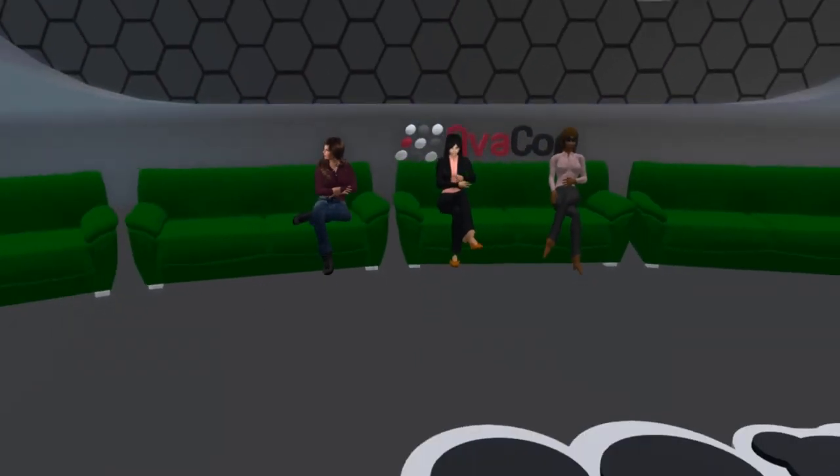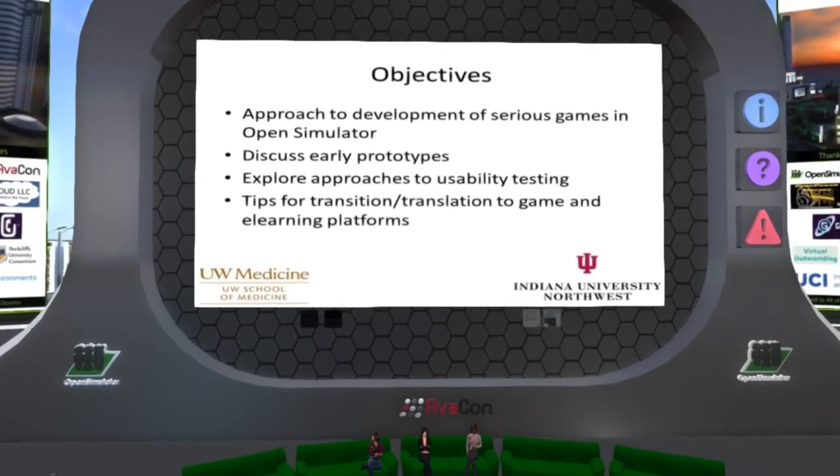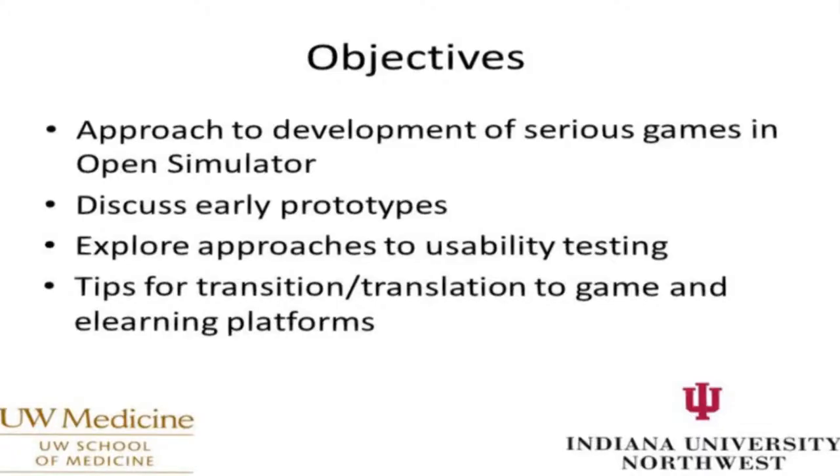So our objectives today are to discuss our approach to the development of serious games in OpenSimulator from an educator's perspective. So you'll find that we have an institutional lens and a focus on healthcare. So we'll be discussing early prototypes and how they've evolved along with our usability testing approaches over the years. And we'll end with some tips for success. And we'd really welcome those of you who have been in this field for a while along with us to share tips that have worked for you.